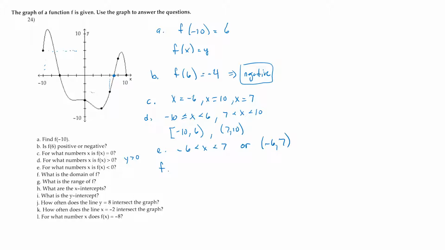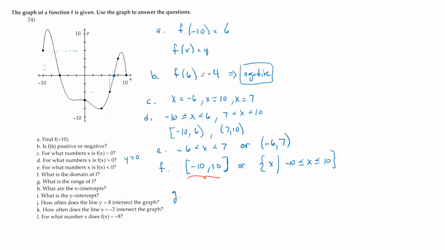The domain of f, the x coordinates, span from a low of negative 10 to a high of 10. So that's the domain. Or once again, we could answer in set notation, x such that x is between negative 10 and 10. So we can answer in interval notation or set notation. I kind of like interval notation better.